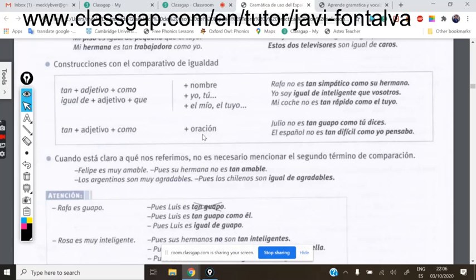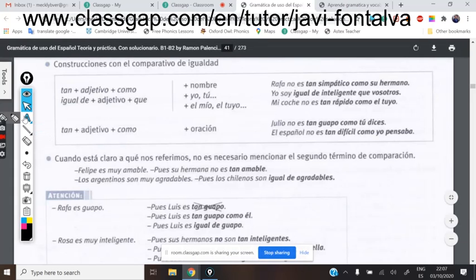Okay. What about if you don't have a full sentence? You could have a noun, you could have a pronoun, or you could have a possessive. Okay. So, basically, what this is saying is that if you have a full sentence, the only option you have is this one. You cannot really use igual de. So this is why I suggest if you have to learn one structure here, learn this one. Tan adjetivo como. Okay.